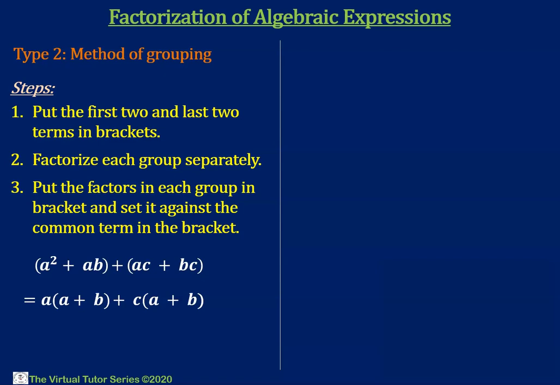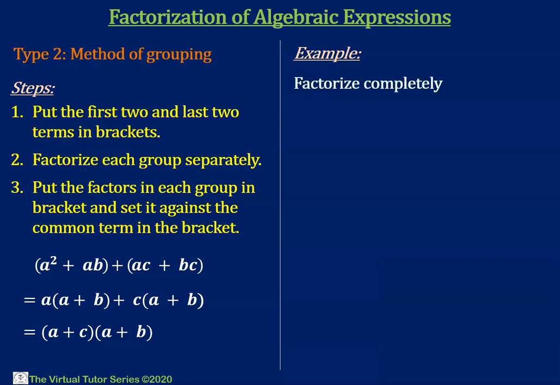Now, we have A plus B to be common to both groups. Therefore, step 3 is to put the factors in bracket and set it against A plus B. So we have A plus C in brackets as against A plus B in brackets. Let's work a few examples.